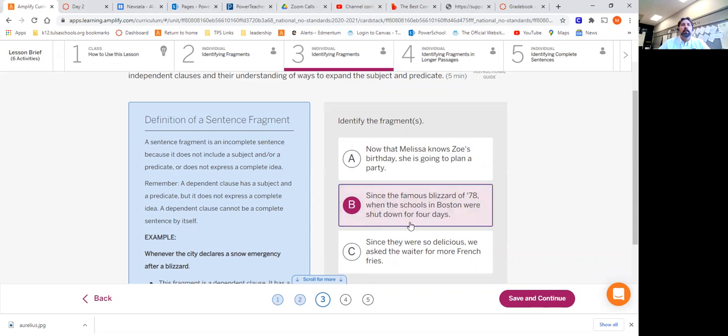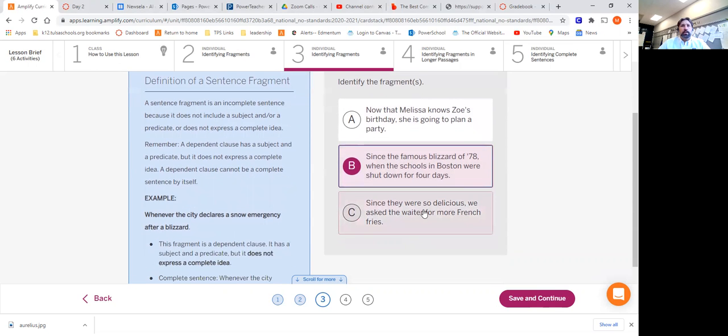That won't work. "Since they were so delicious, we asked the waiter for more French fries." "Since they were so delicious" is a dependent clause. "We asked the waiter for more French fries" is an independent clause. They work together. Notice how it just sounds right. One of the things you want to look at is if I only gave you this sentence and I walked away, would you know what the heck I was talking about? No, not in this case on B.